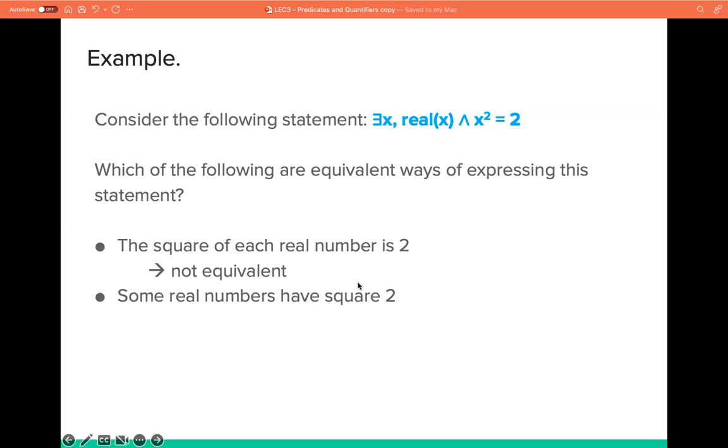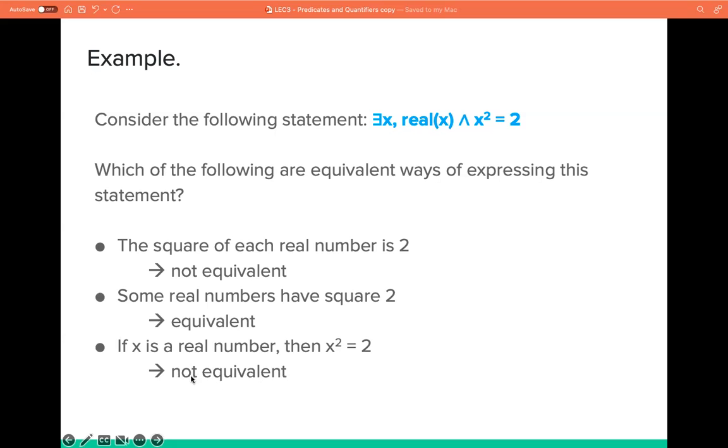Then, some real numbers have square 2. Yes, this is equivalent, because as you can see, we are using an existential quantifier, and that states there exists some real number x that has a square of 2. Then, if x is a real number, then x squared is equal to 2. This is also not equivalent. Here we are saying that if x is a real number, then its square is 2.